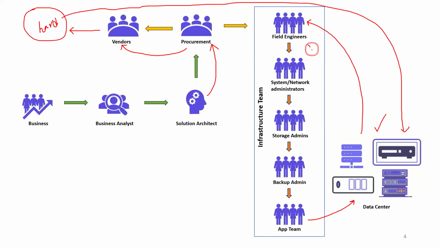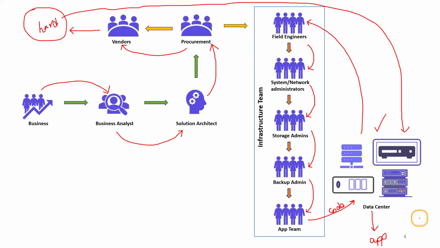They create the rack and stack, then the system admins and network admins, then the storage admins, then the backup admins, and then the application team will deploy their code on top of this infrastructure, and that's where your application is running in the data center. So this is how the entire process works, guys. You started with a requirement, and you ended with an application. So this is how a traditional working model works.